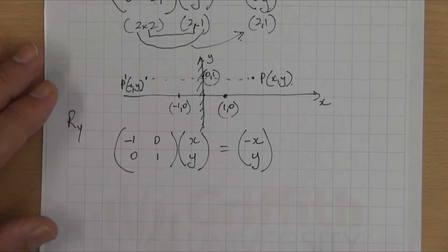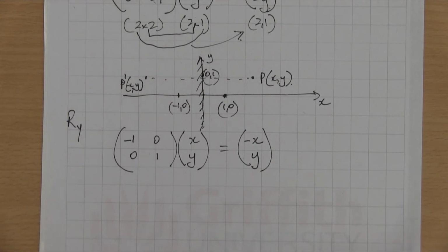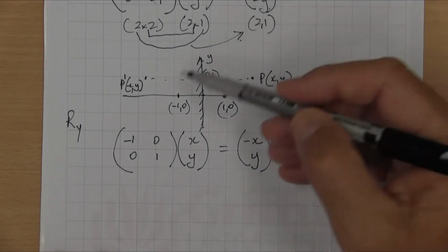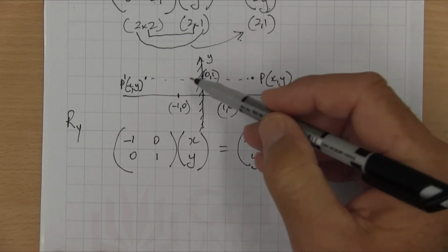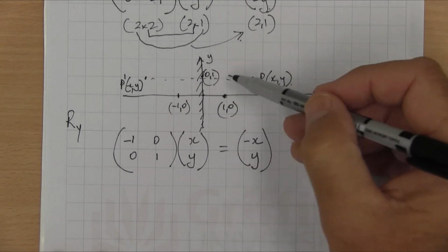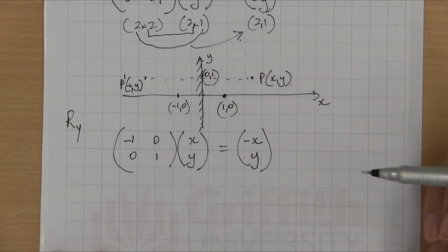Okay, so that's an introduction to representing geometric transformations by matrices. It's very easy. All you've got to do is to get the first column, it's always what happens to (1, 0), and to get the second column, it's what happens to the point (0, 1) through that transformation.